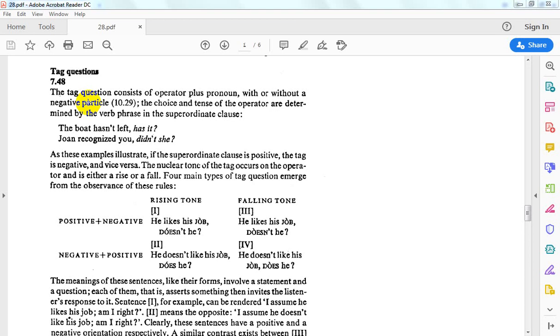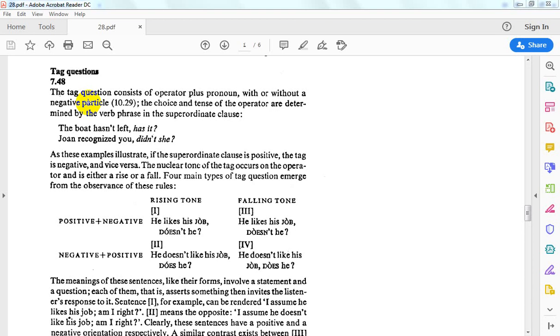the tag question consists of an operator plus a pronoun. We have a pronoun depending on the subject that's found in the sentence itself, with or without a negative particle. What does it mean, with or without? With a negative particle if the sentence is positive, without a negative particle if the sentence is negative. The choice and tense of the operator are determined by the verb phrase in the superordinate clause.